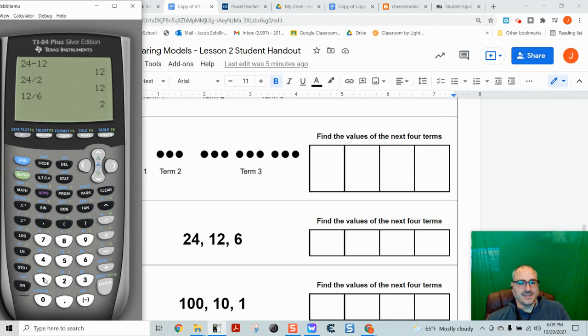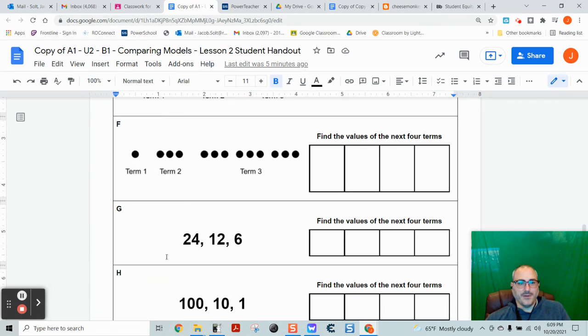Whoops, I divided 12 by 6. Let me try that again. 12 divided by 2 is 6, right? What's 6 divided by 2? Because that number is going to go right here. And then you're going to divide this number by 2. And then this number by 2. And keep going right there. I'll leave you to it. Probably pause me here. Finish F, G, and H.